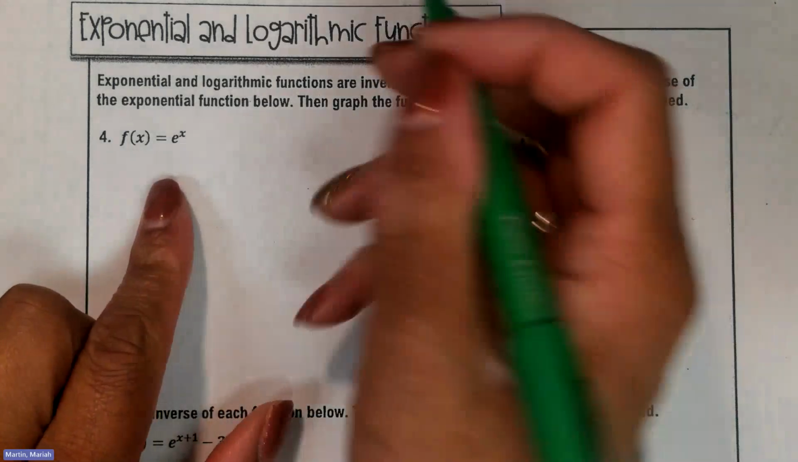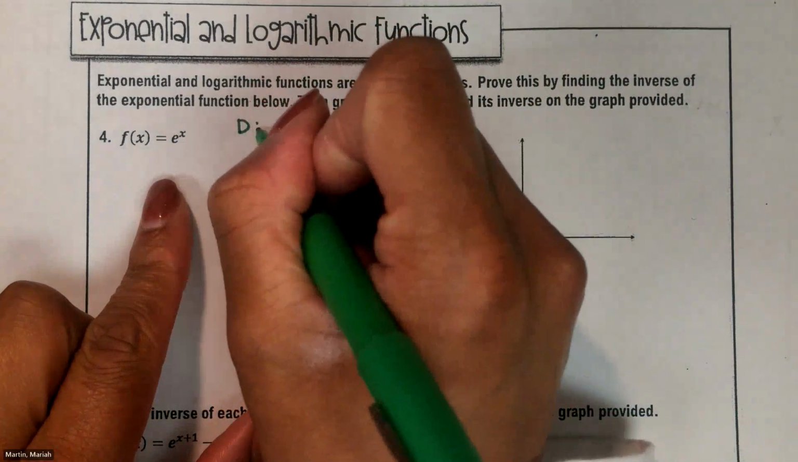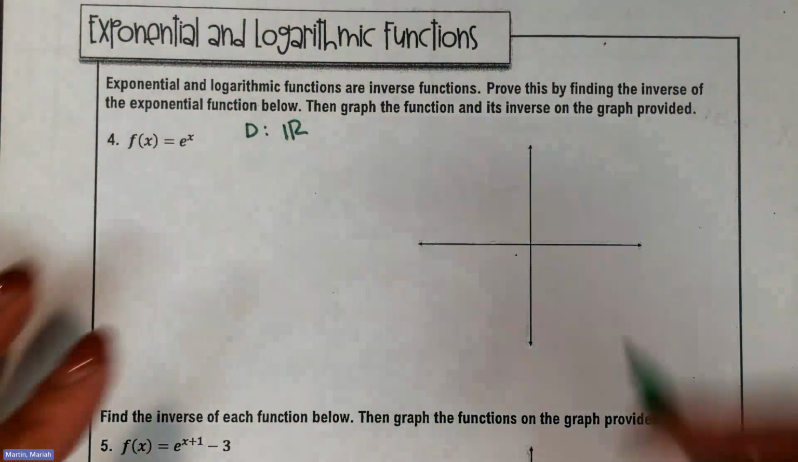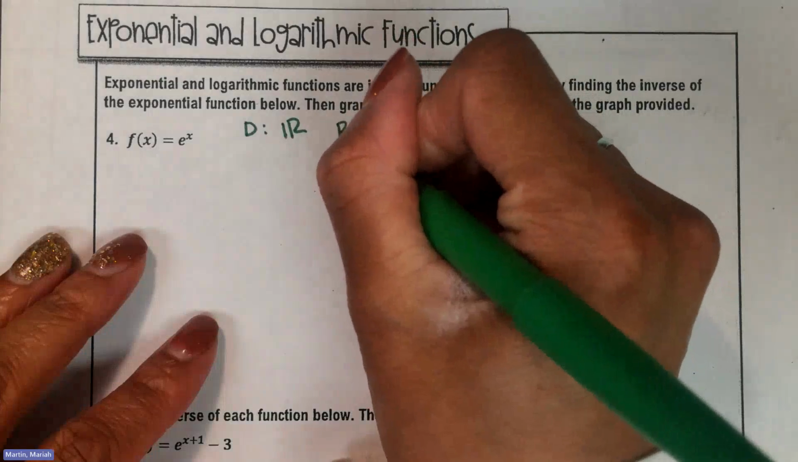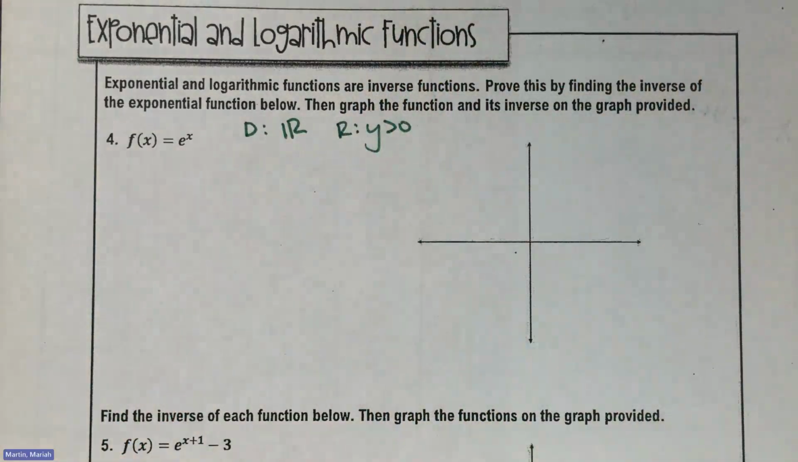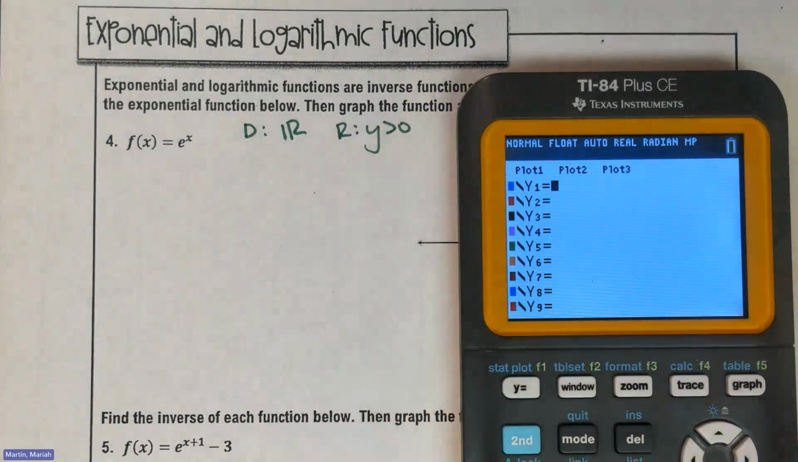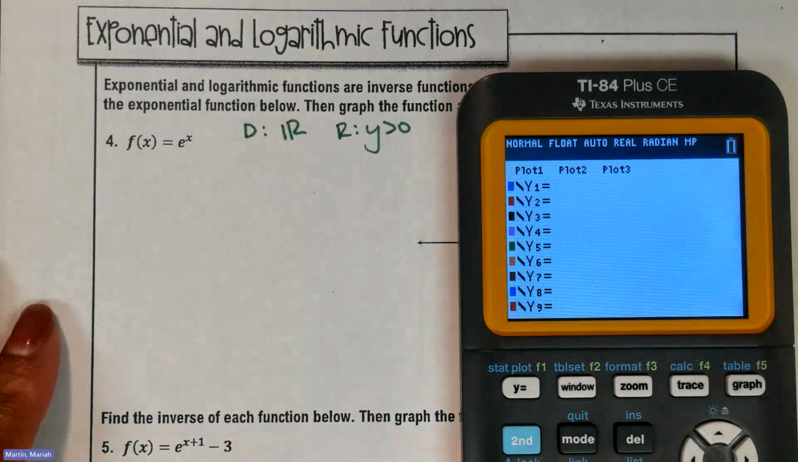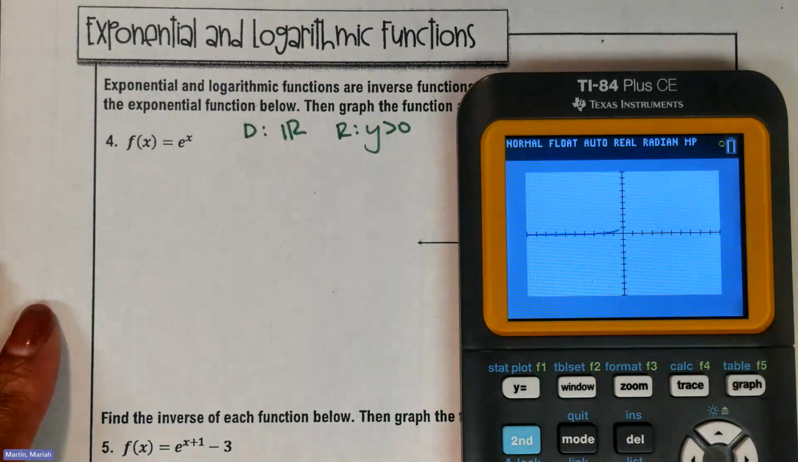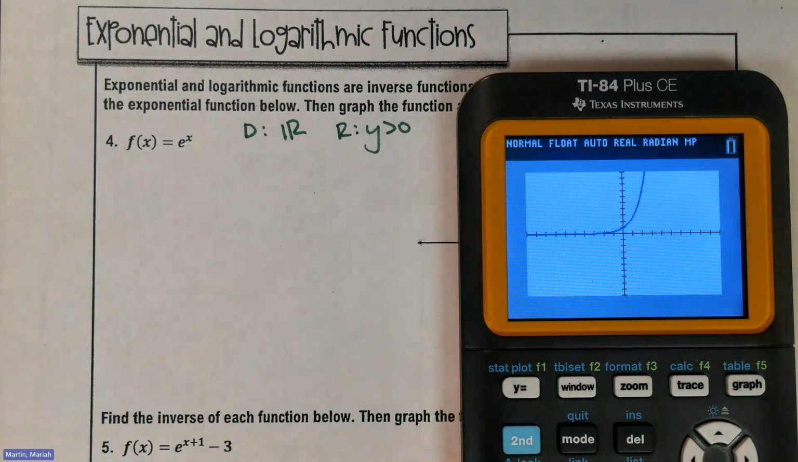For our domain, if we wanted to graph this, it would be all real numbers because it's still an exponential function. And then for our range, we have y is greater than 0 because remember we have an asymptote. So I'm going to go to my calculator so you can see it. We're going to type in e to the x power. We're going to graph it, and there we have our exponential function.